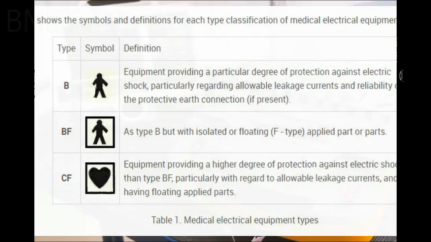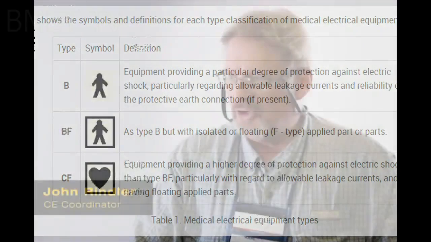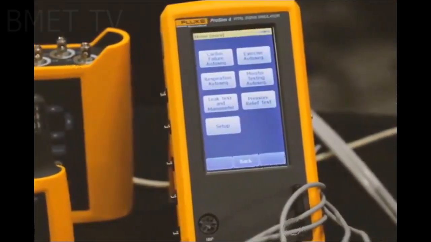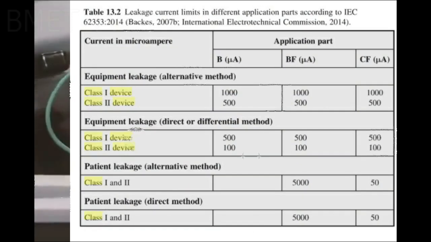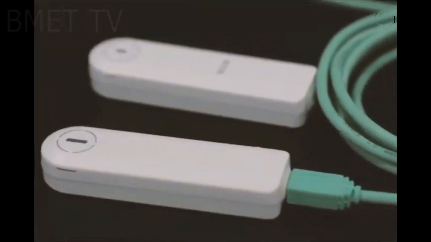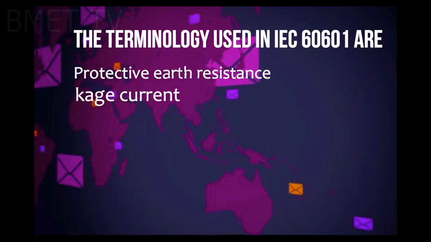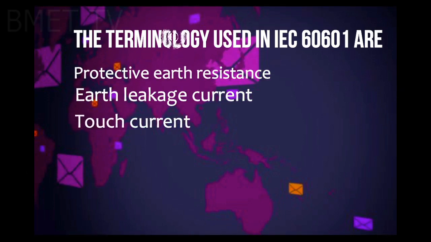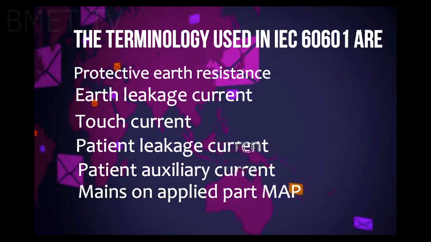Second, each patient applied part or patient lead has a type. Type B, patient applied part earthed. Type BF, patient applied part floating surface conductor. Type CF, patient applied part floating for use in direct contact with the heart. And leakage measurement limits have been developed for equipment types and measurements. They include NC, normal conditions, and SFC, single fault conditions. The terminology used in IEC 60601 includes protective earth resistance, earth leakage current, touch current, formerly enclosure leakage current, patient leakage current, patient auxiliary current, and mains on applied part, MAP.